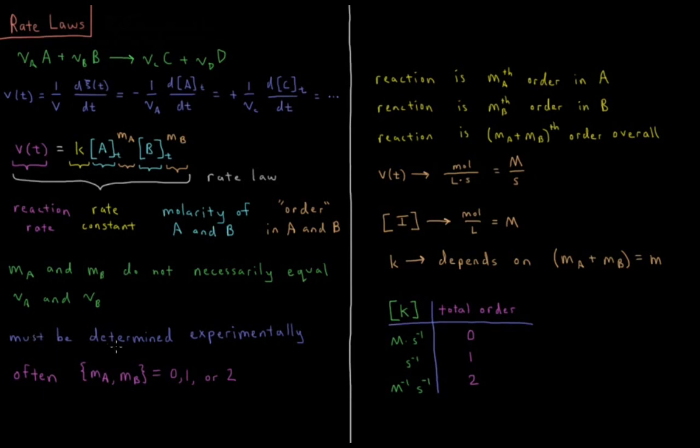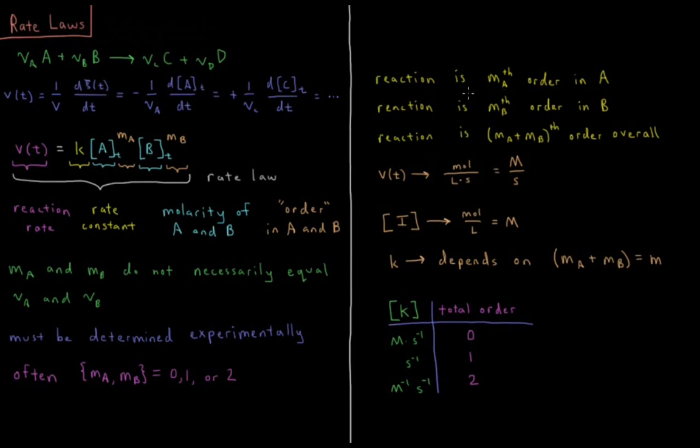So usually what we have to do is determine those empirically, and often these values end up becoming things like 0, 1, or 2. Although they are not necessarily integers. They can be other values as well. But most often we'll see integer values.